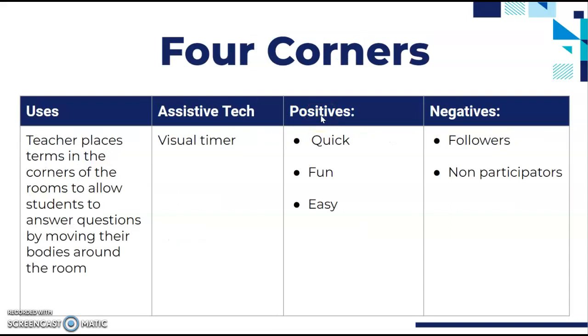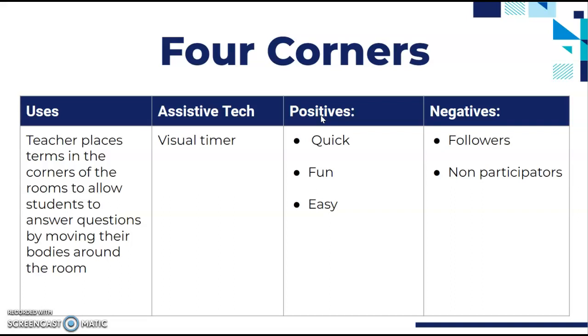Four Corners is another informal assessment that I like to use in my classroom. The teacher can apply terms to the different corners of the room and allow students to answer questions by moving their bodies to those specific locations. I utilize visual timers to give my students between 15 and 30 seconds, depending on the question, so they can visualize how much time they have left.